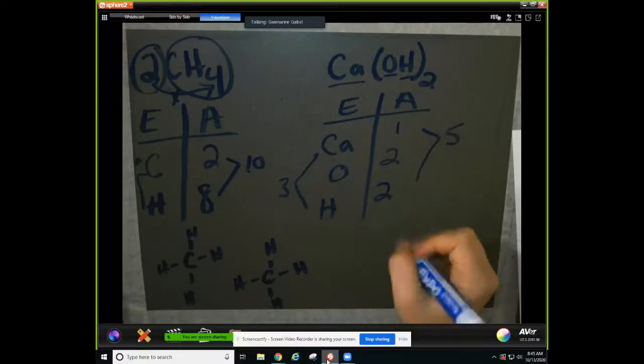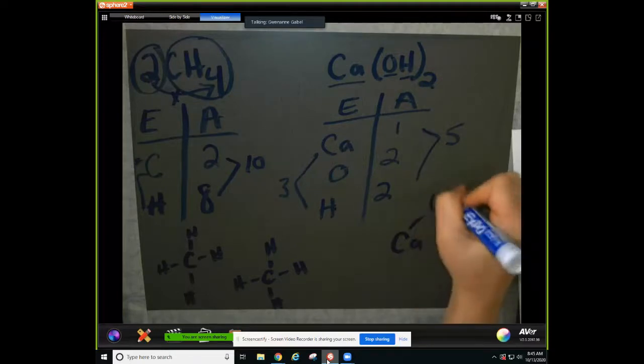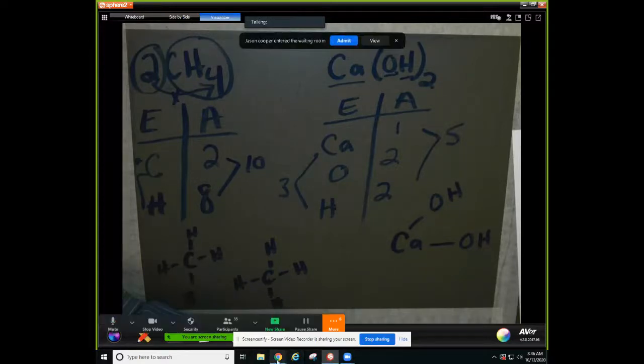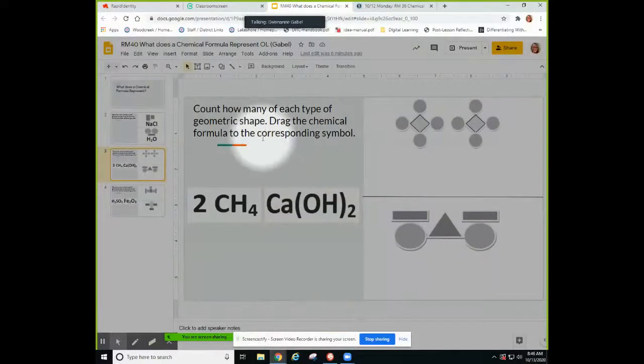And if we draw that, I have 1 atom of calcium bonded with 2 OH. This 2 goes here. Okay, so that's what that picture looks like. All right, so now let's look at our pictures.